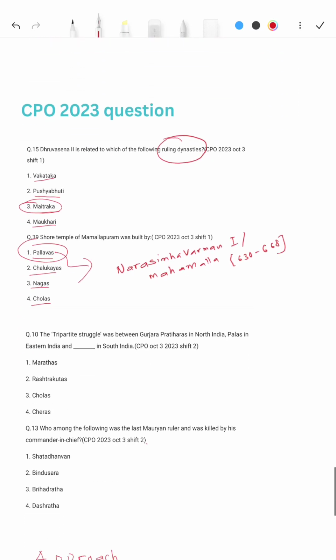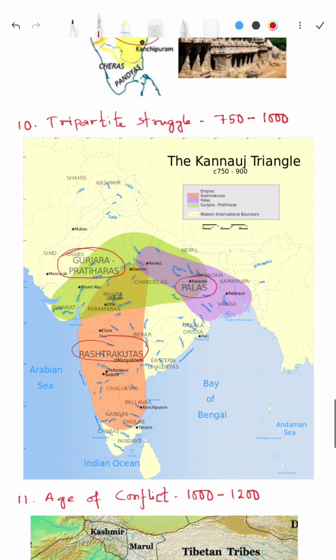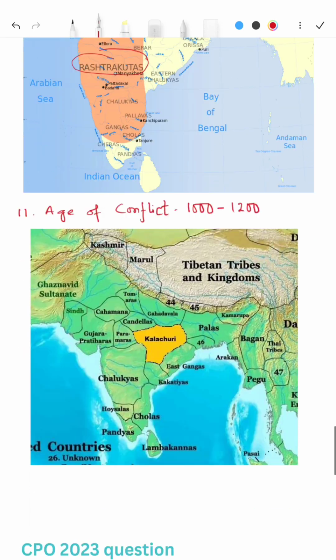Number 10: the tripartite struggle was between Gujarat Pratihara, Palas and Rashtrakutas in the south, October 3 Shift 2. So the answer is Rashtrakutas. If we go on top here, the range from 750 to 1000 AD, that is Gujarat Pratiharas, Palas and Rashtrakutas.